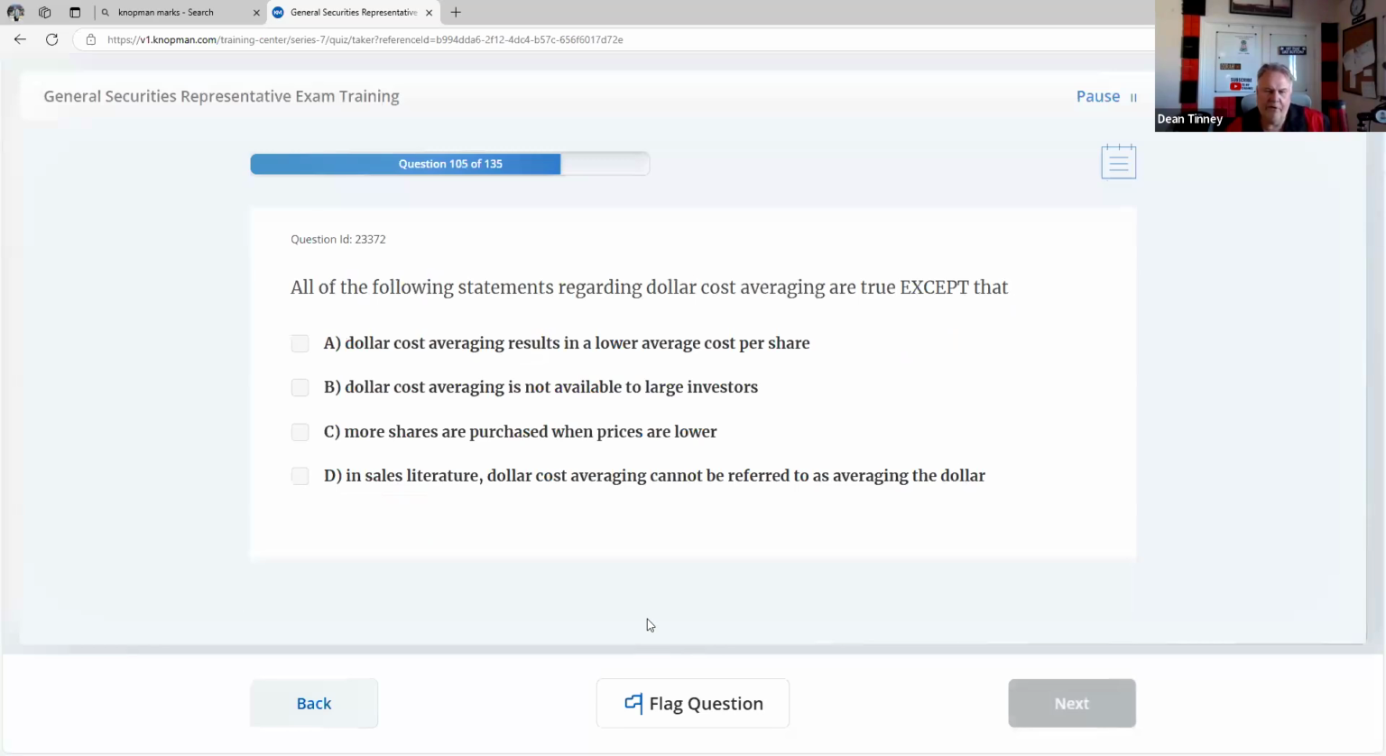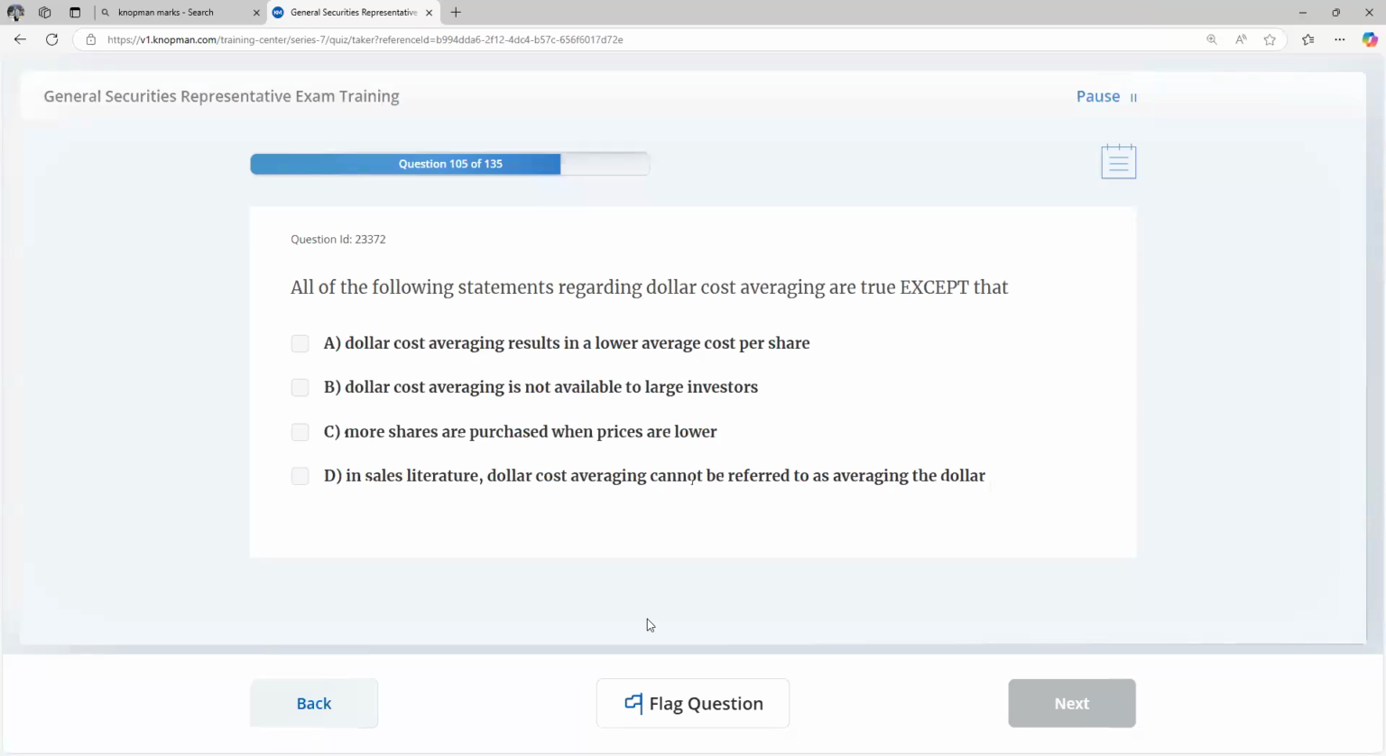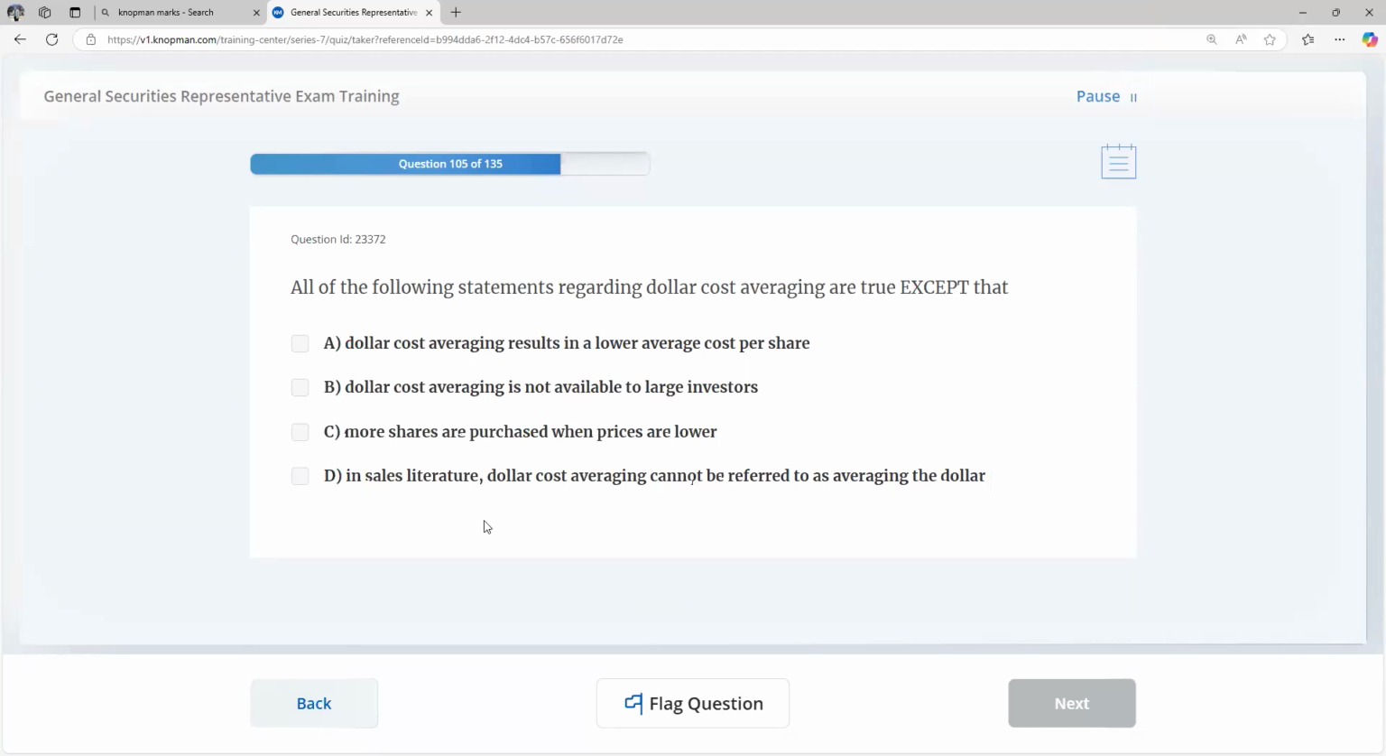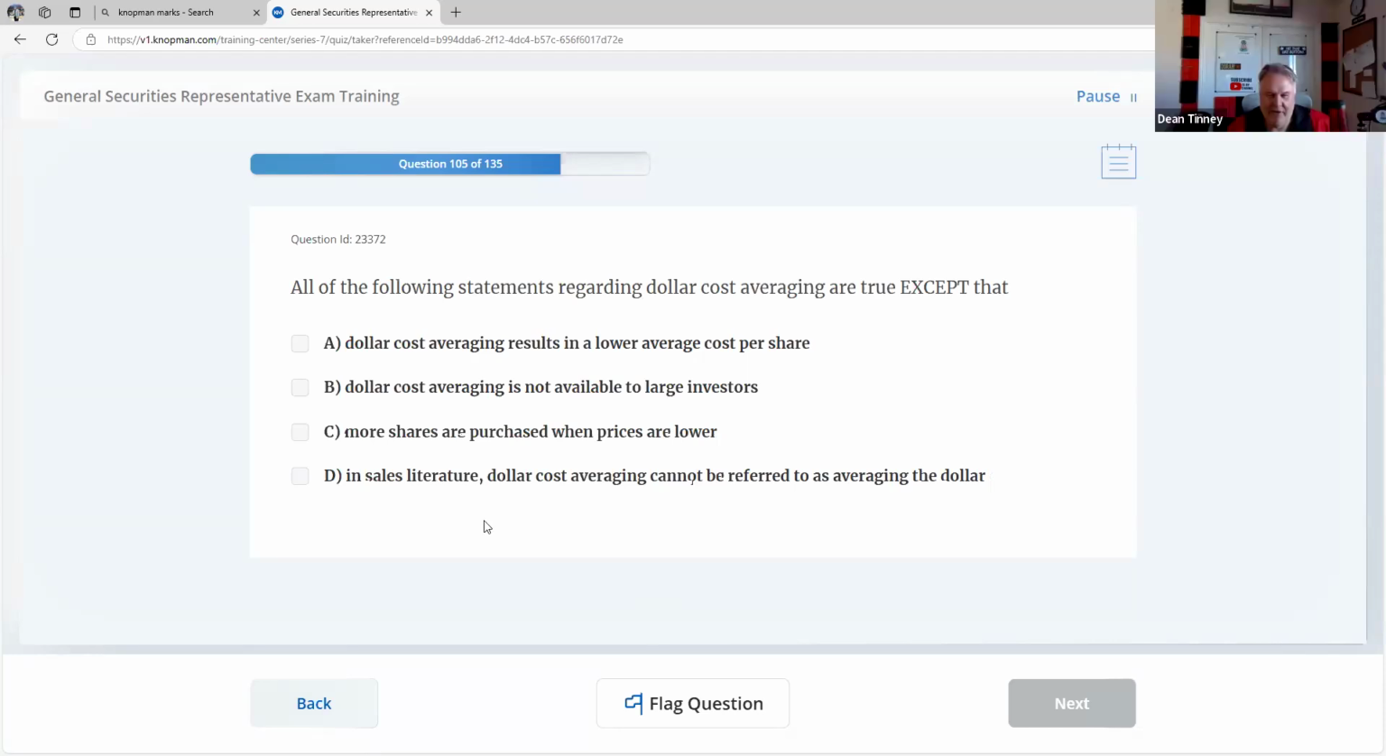All the following statements regarding dollar cost averaging are true, except, and I like this, very testable. More shares are purchased when prices are lower. In sales literature, dollar cost averaging cannot be referred to as averaging the dollar. I have no idea about D. I've never heard of such a thing. Is it that dollar cost averaging results in a lower average cost per share? That's true. That's why you do it. You're going to end up with a lower average cost of the underlying share.